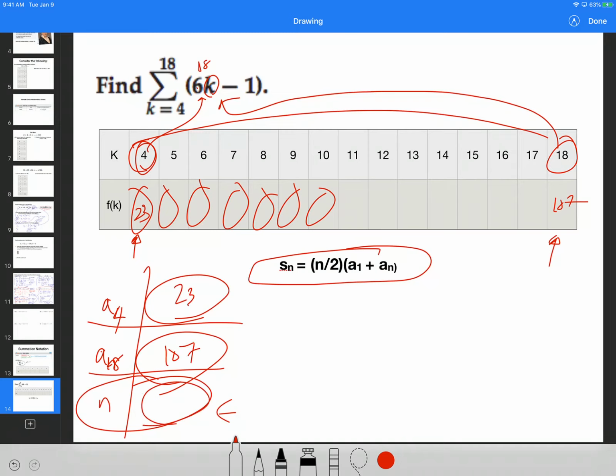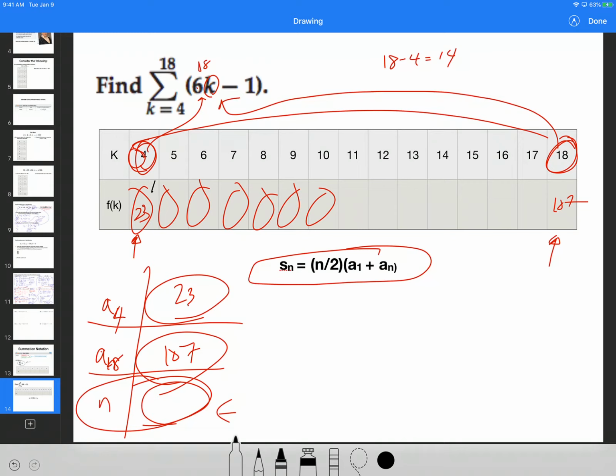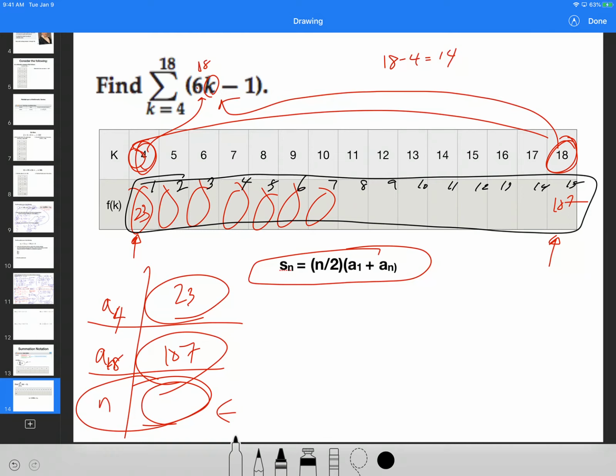Now I need to find the value of n. Well, is the value of n just 18 minus 4? Unfortunately, it is not. So that's 14 numbers, right? But if you were to actually count these numbers, guys, it will be 1, 2, 3, 4, 5, 6, 7, 8, 9, 10, 11, 12, 13, 14, and then 15. So you're actually adding 15 numbers in total.